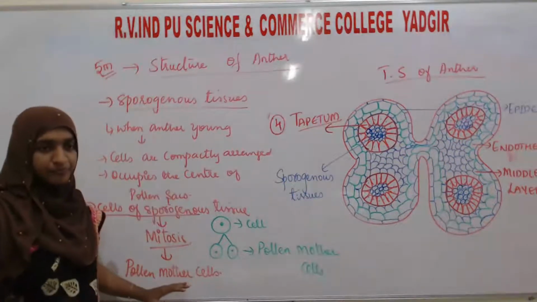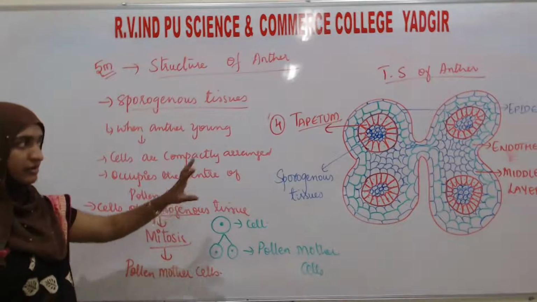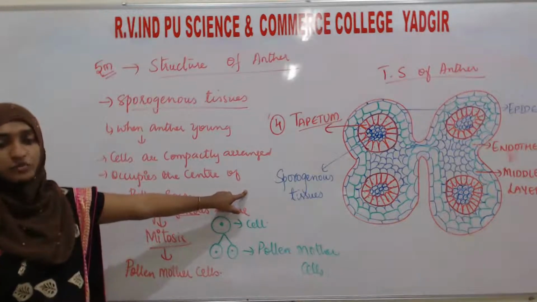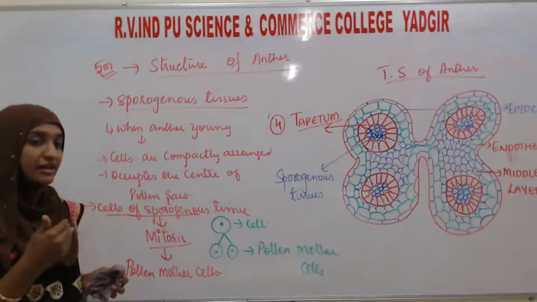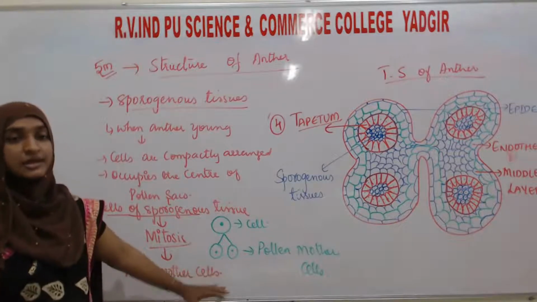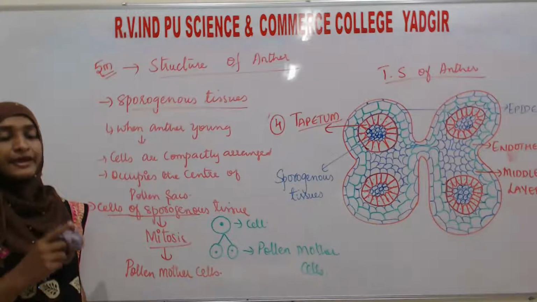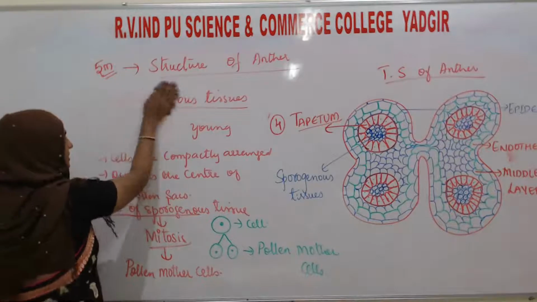Understood? Okay, till here, these are the 4 layers. Next, I explained to you about the sporogenous tissues. When the cells divide mitotically, they give rise to the pollen mother cells. These pollen mother cells undergo a process known as microsporogenesis. So let's see about that.